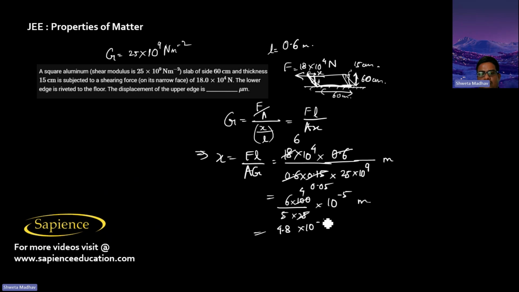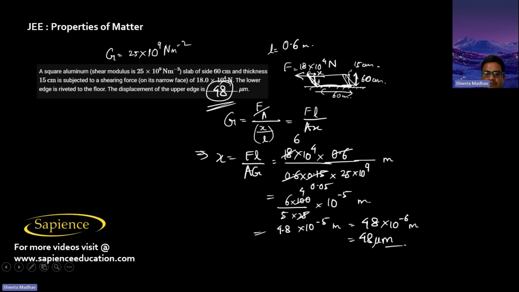to 10 power minus 5 meter, or I can say 48 into 10 power minus 6 meter. So it is 48 micrometer. So 48 micrometer is the displacement of the upper edge of the square slab. So 48 is the answer.